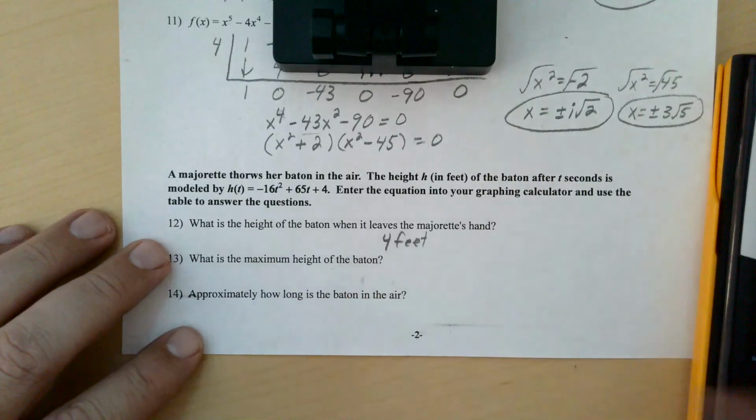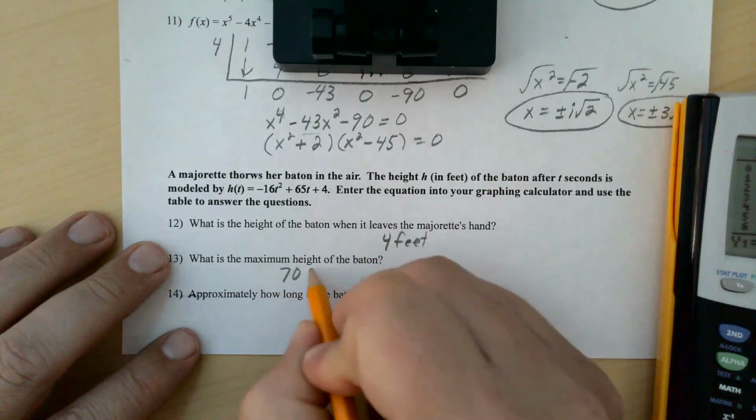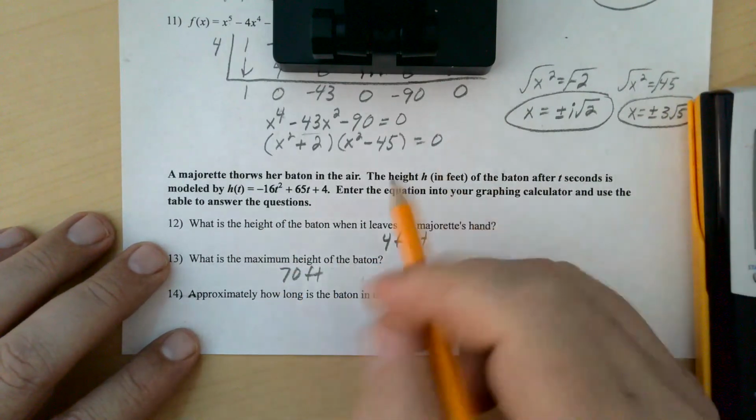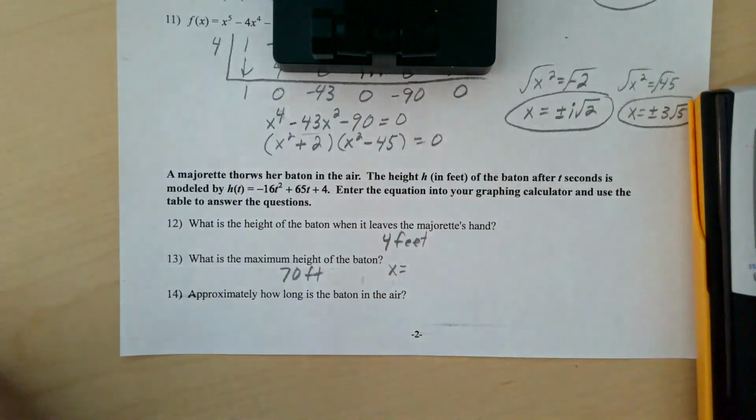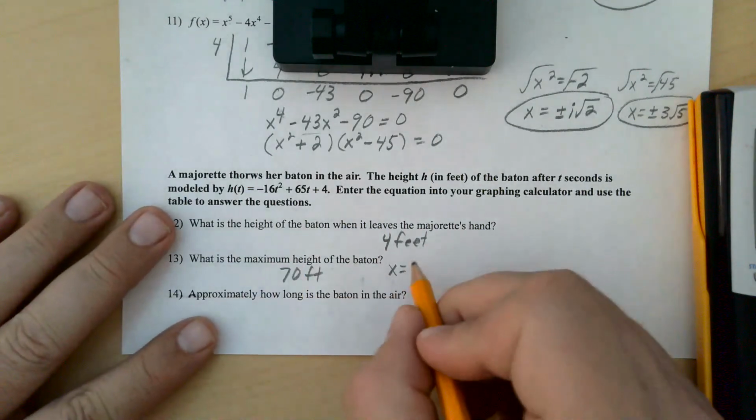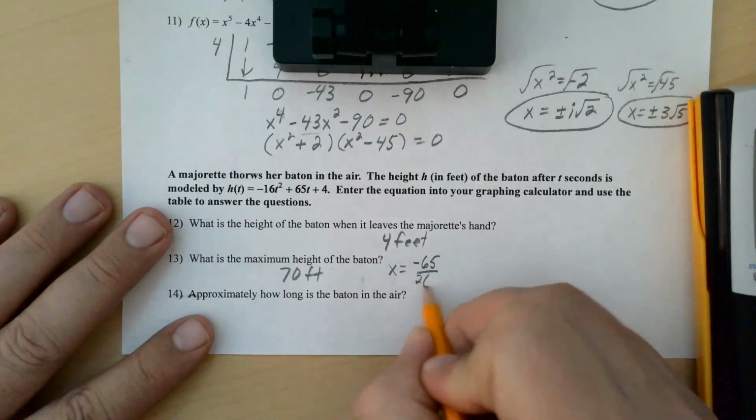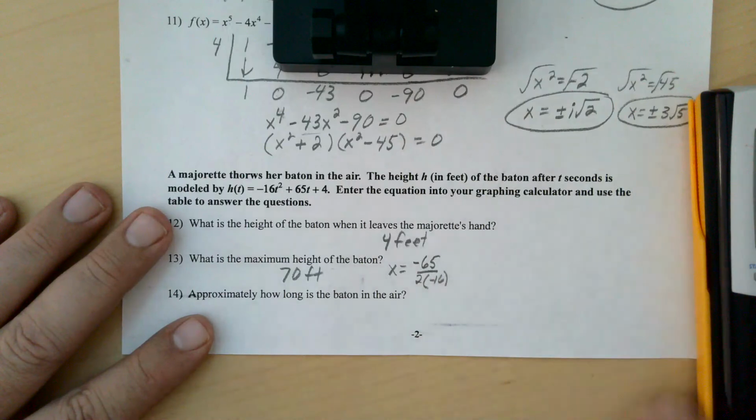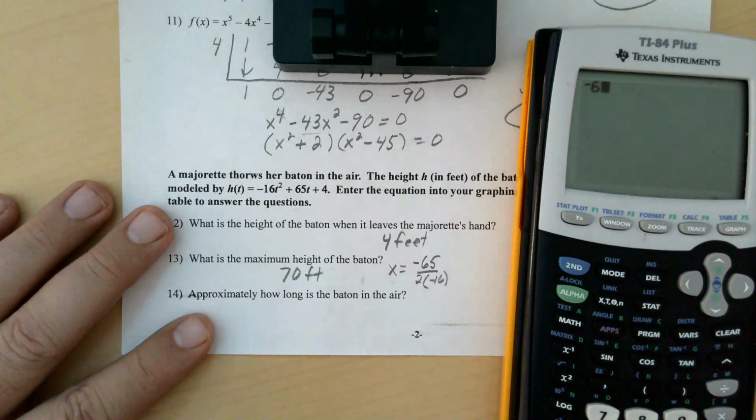But what is the maximum height? According to this table, it peaks at 70, but technically it's a little bit more than that. Because if you remember, the actual line of symmetry is the opposite of b over 2a. So if I look at this rule and I see b is 65, I do the opposite of 65 over 2 times my a. 2 times negative 16 is negative 32.